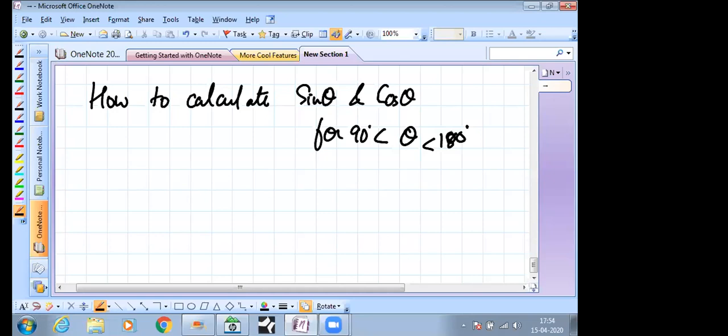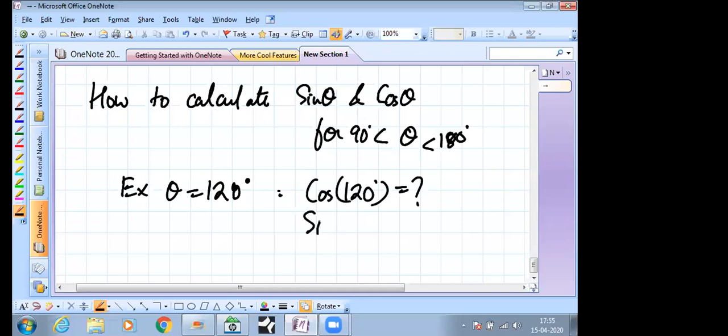Right. So how do we actually calculate the value? Let's understand this with an example. Then we'll come back to the general formula. So let's take an example of theta being, let's say, 120 degrees. Now I want to calculate cos 120 or sin 120, etc. I want to calculate all these things, tan 120. So how do I do this?